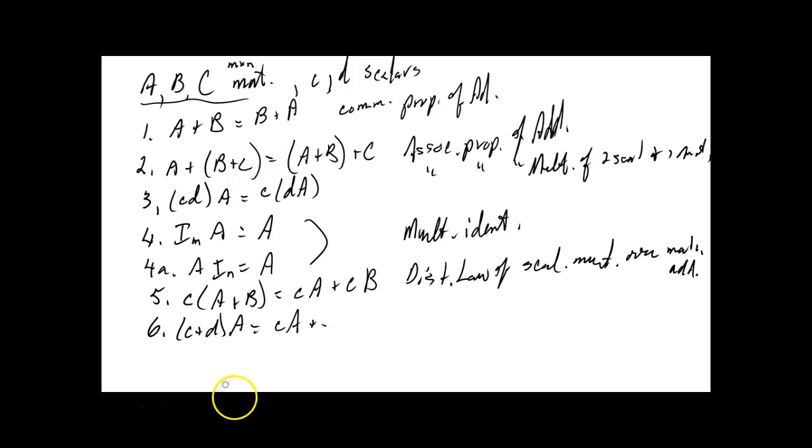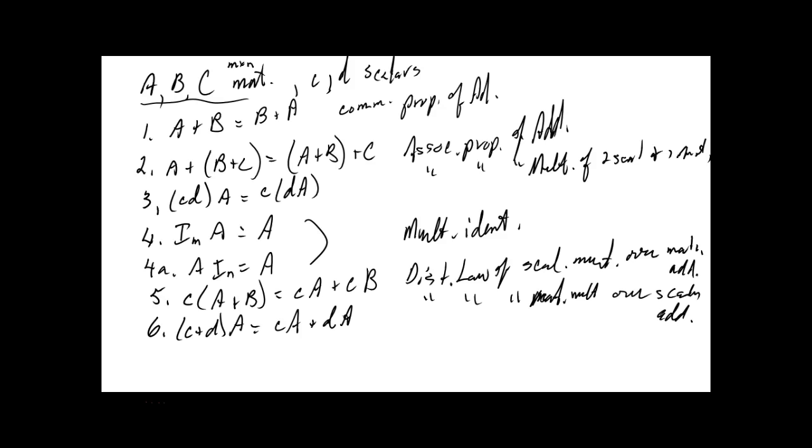Plus DA. I'm sorry, DA. It's another distributive law, but this is of matrix multiplication. That's not quite true, not the way we've been doing it, over scalar addition. Okay, we have this. You're a little limited by the wording here, but what you're saying is you can distribute the A into this sum, CA plus DA.